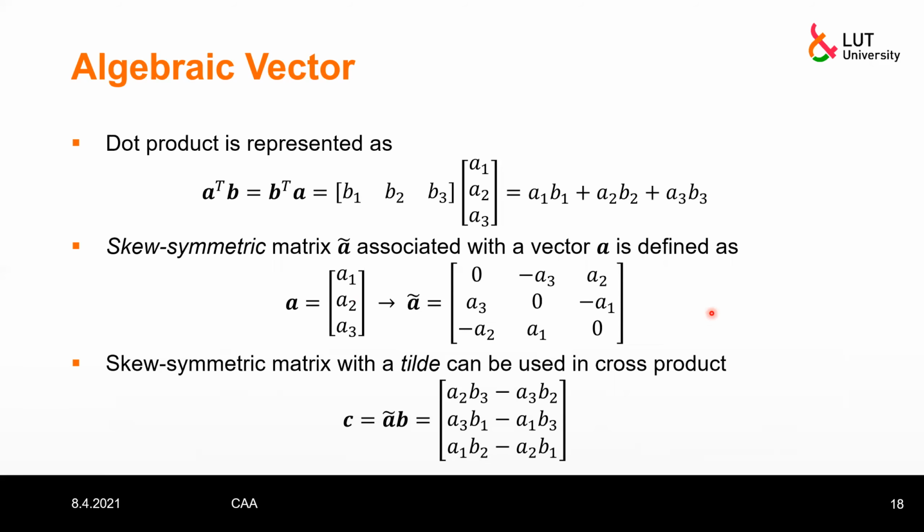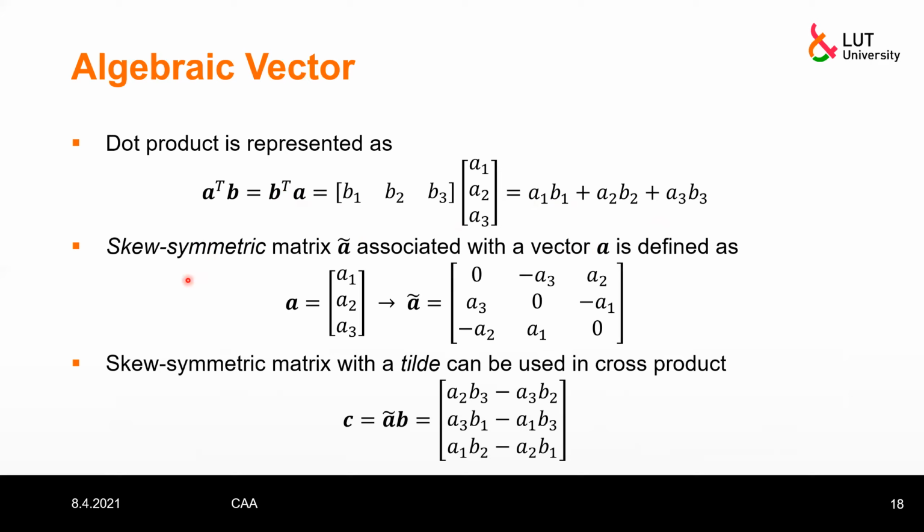Now with algebraic vectors, we can also define similar operations. The dot product is simply multiplication of those two vectors. The first is converted to a row vector, and this is the standard column vector. So the dot product of A and B is A transpose times B, or because it's commutative, B transpose times A. If we write it explicitly, it's simply the sum of the products of their components.